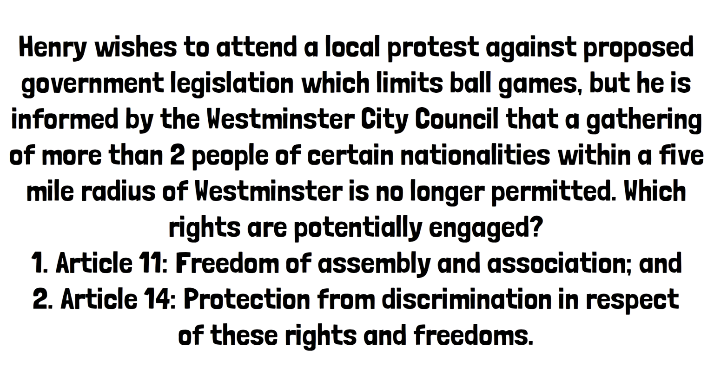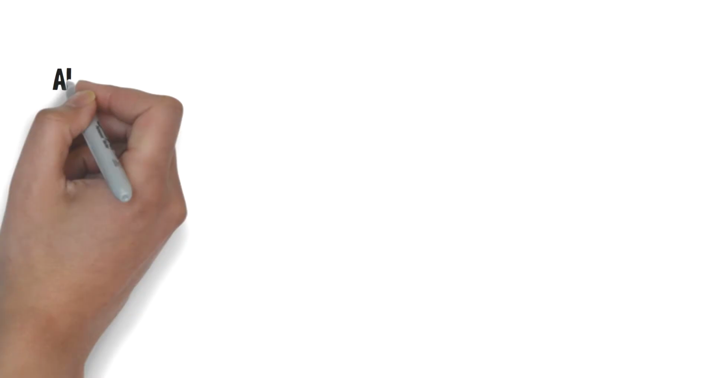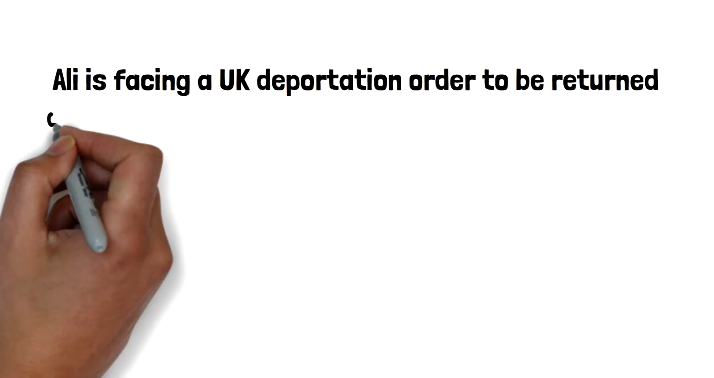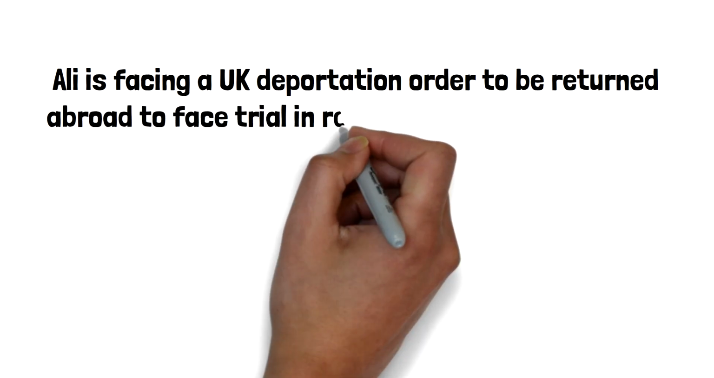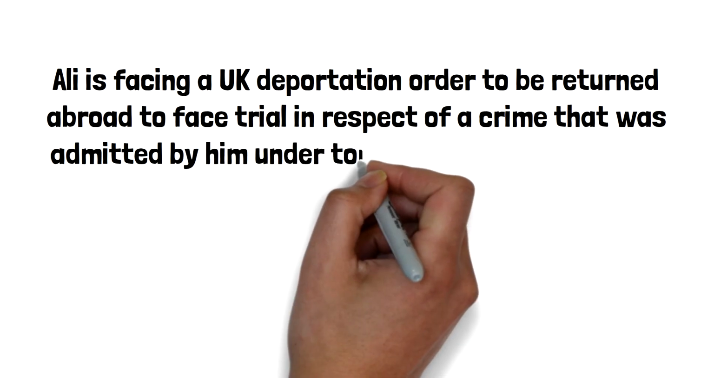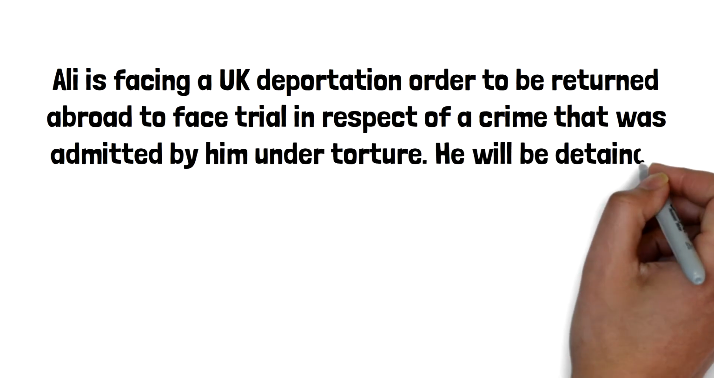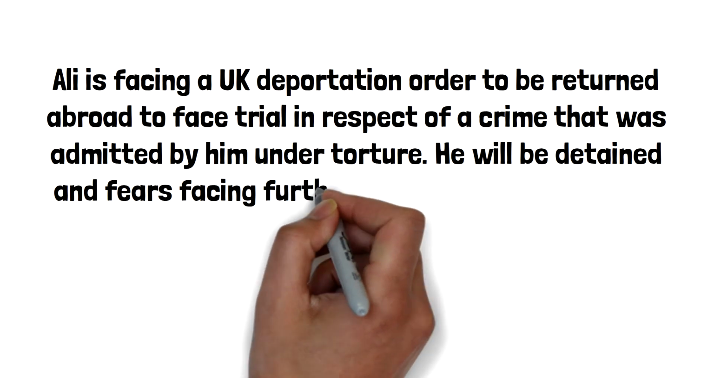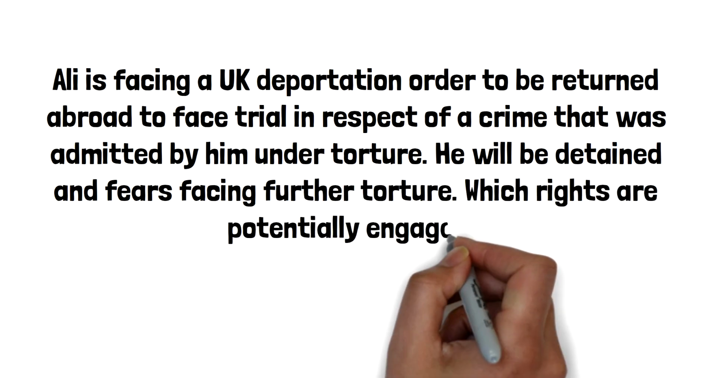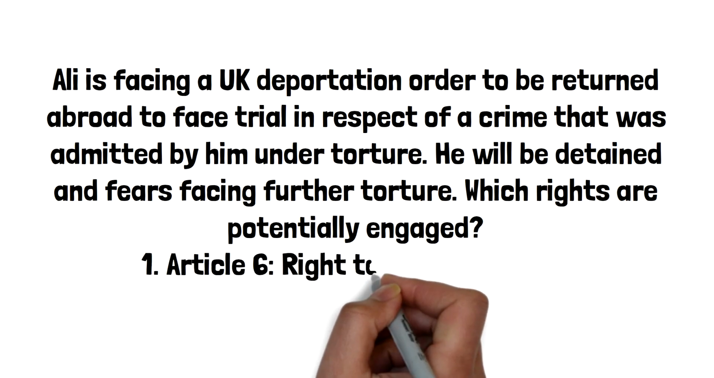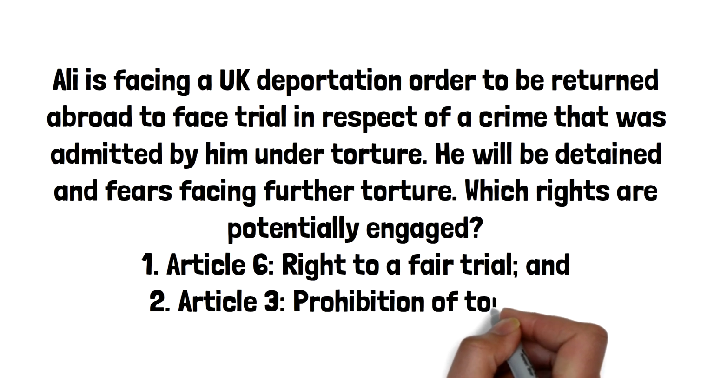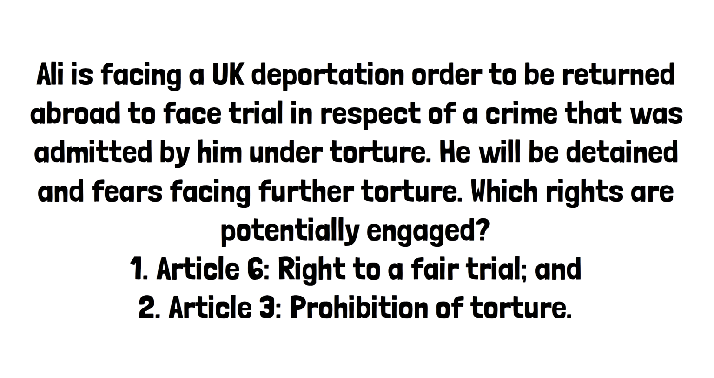So let's just look at one more example. Ali is facing a UK deportation order to be returned abroad to face trial in respect of a crime that was admitted by him under torture. He will be detained and fears facing further torture. Which rights are potentially engaged? So the key rights engaged here are likely to be Article 6, so the right to a fair trial, and Article 3, prohibition on torture.